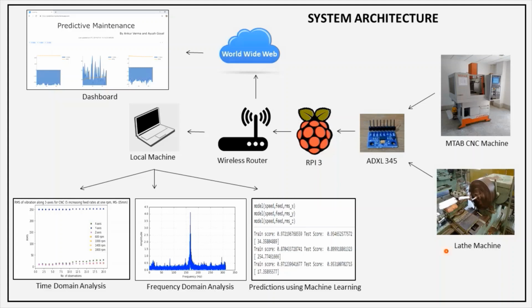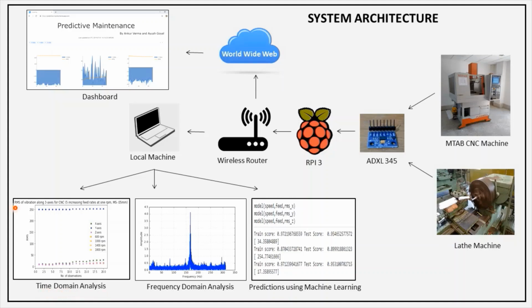The second set of experiments were performed on a conventional lathe machine. Same as above, the cutting tool was made of high-speed steel and the job was made of mild steel. We used an ADXL345, which is a MEMS-based triaxial accelerometer, to acquire the data from these two machines using a Raspberry Pi 3. This data was sent using a wireless router to a local machine and to the World Wide Web. On the local machine, we performed time domain analysis.